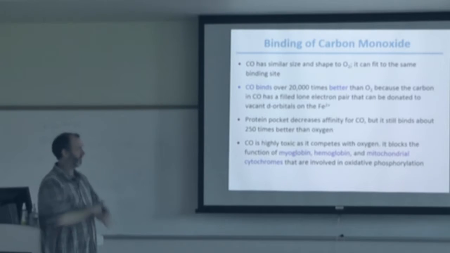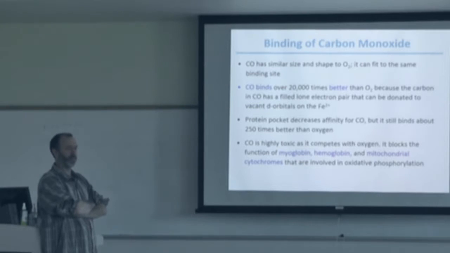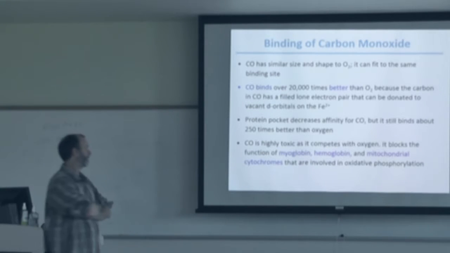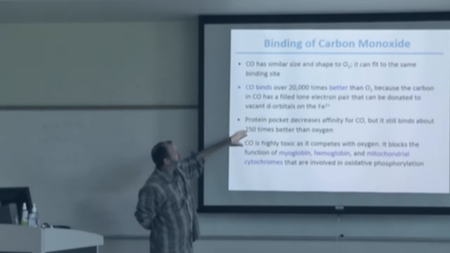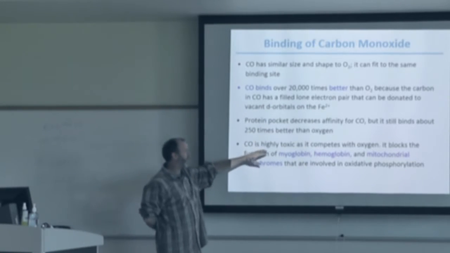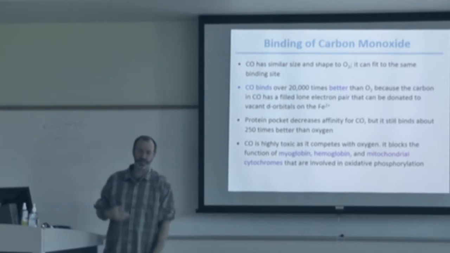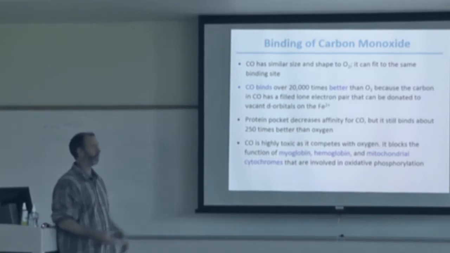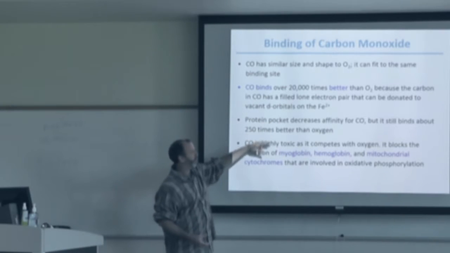So the 20,000 times, that's just the heme alone, not in the protein, not in the globulin or globin. I would say globin. So that's just the free heme. So carbon monoxide is highly toxic, right? Because it competes with oxygen, so it's going to be a competitive binder to oxygen. In fact, it has a much higher affinity for the heme in myoglobin or hemoglobin.